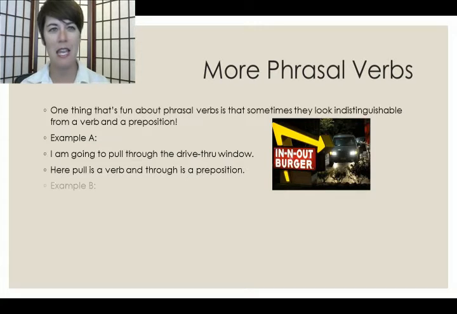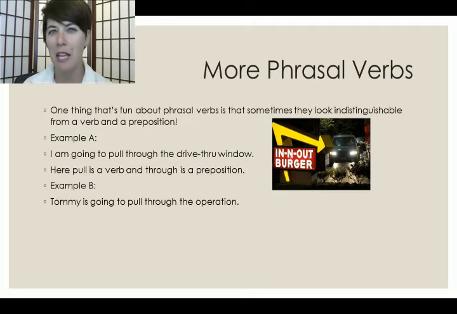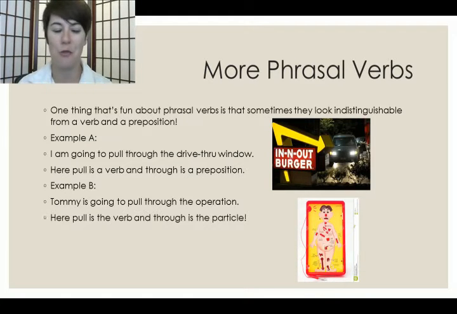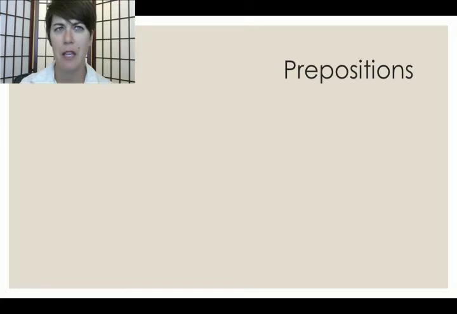But in example B, Tommy is going to pull through the operation. Notice it's the same exact combination of words. We are dealing with a phrasal verb. Pull is the verb and through is the particle. So it's not a verb and a preposition anymore. It's a phrasal verb. Verb plus particle. Pretty exciting. Again, we are going to have to think a lot about this and how to tell these things apart. Let's talk a little bit about prepositions, though, before we move on.